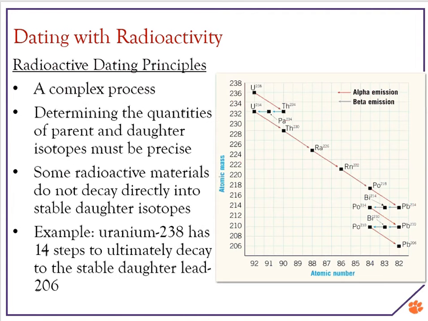As you can understand from this statement, radioactive dating is a very complex process. Determining the quantities of parent and daughter isotopes must be real precise, and in this case we are talking about counting atoms. And some radioactive materials do not decay directly into stable daughter isotopes, like here in this picture. As an example, uranium-238 has 14 steps to ultimately decay to the most stable daughter of itself, which is lead-206. And in each of these decay processes, we will get either an alpha or a beta emission.